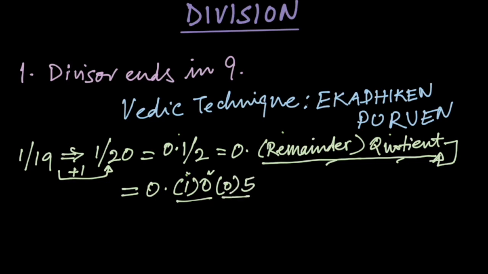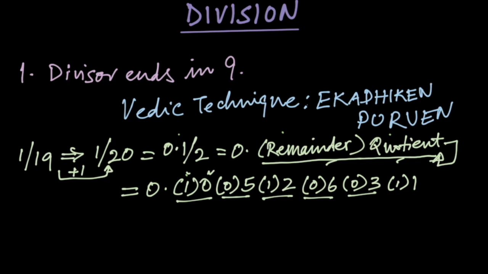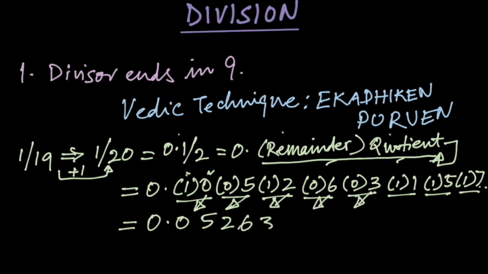Then 5 by 2 is 2 quotient, 1 remainder. Then 12 by 2 is 6 quotient, 0 remainder. Then 6 by 2 is 3 quotient, 0 remainder. Then 3 by 2, 1 quotient, 1 remainder. Then 11 by 2, 5 quotient, 1 remainder. Then 15 by 2, 7 quotient, 1 remainder. Now if we have to get the answer, we just have to pick the quotient part from the above expression. So we get this answer.